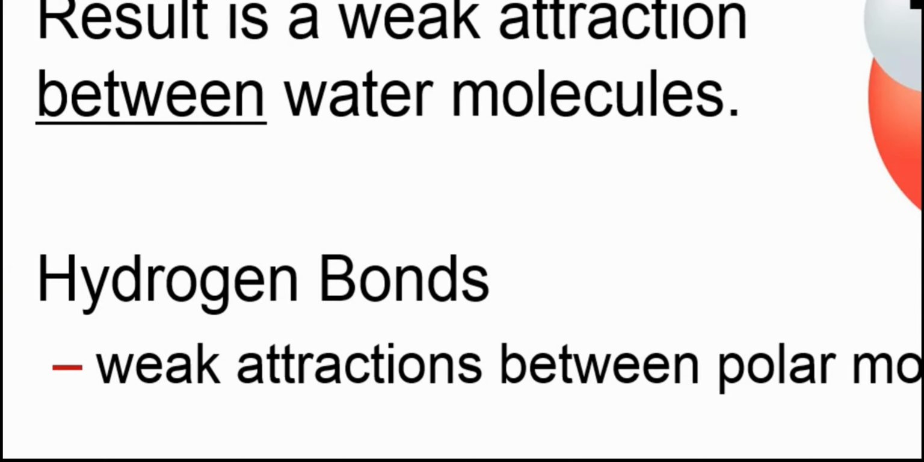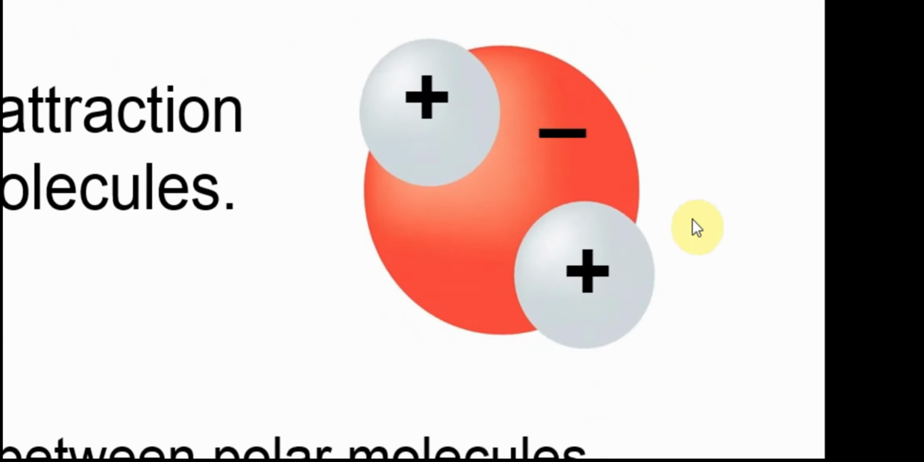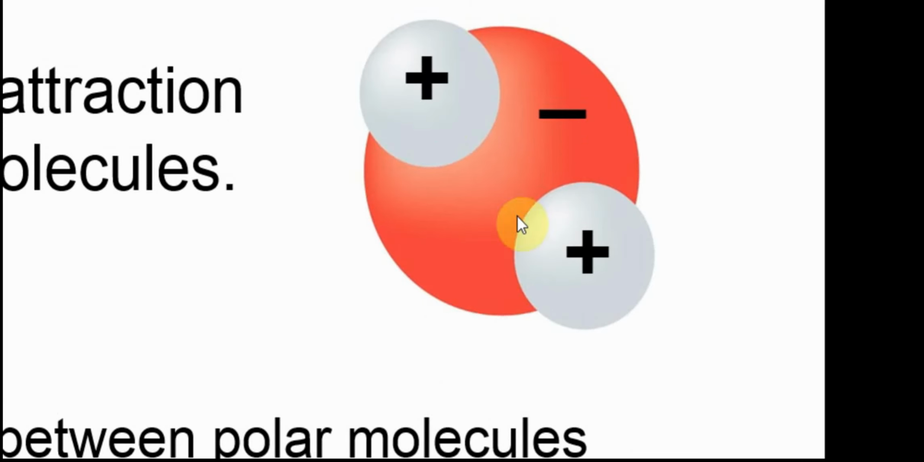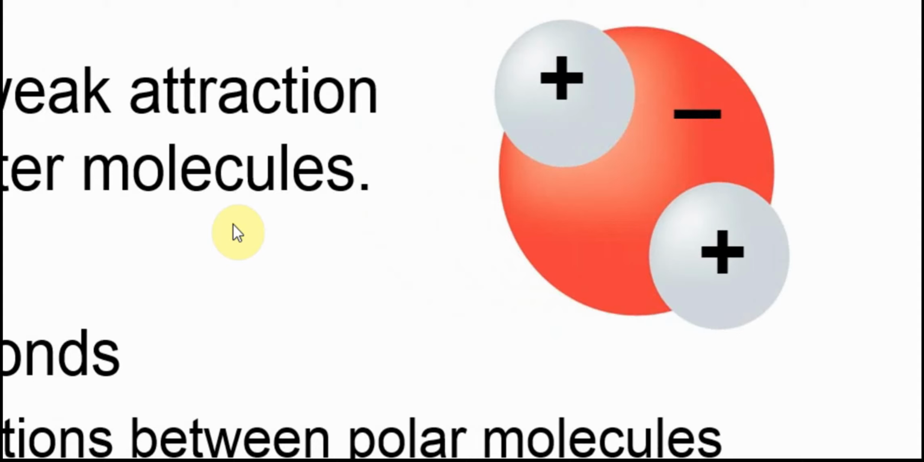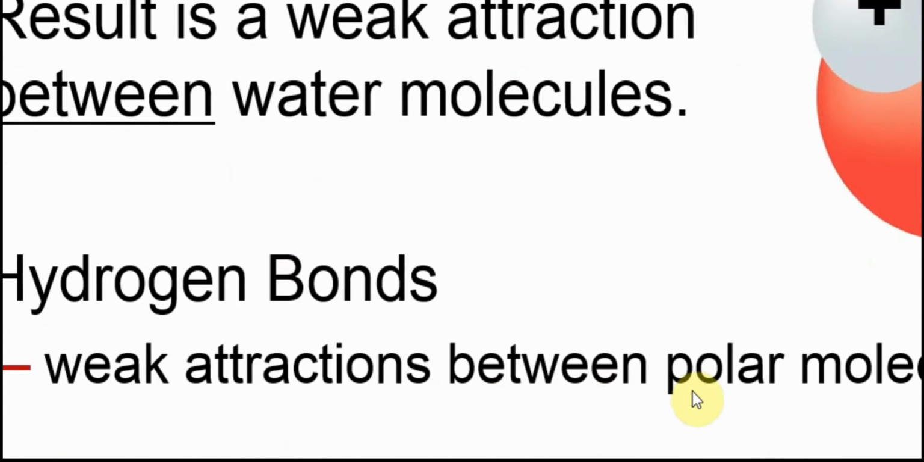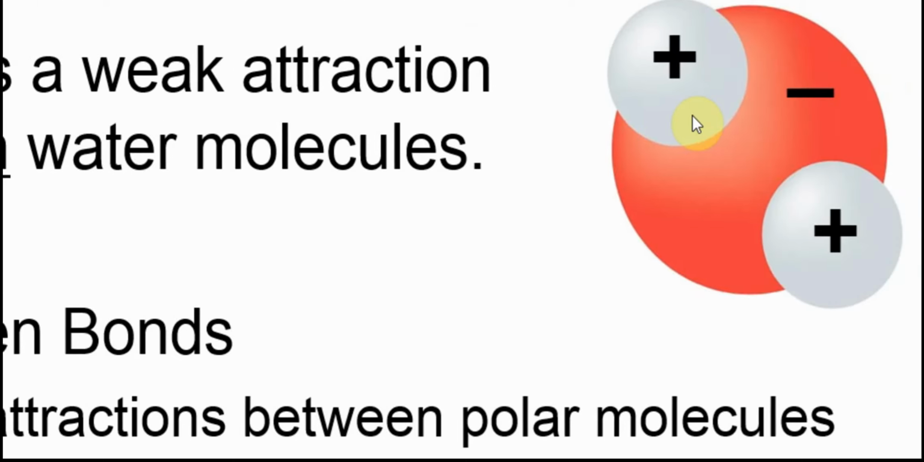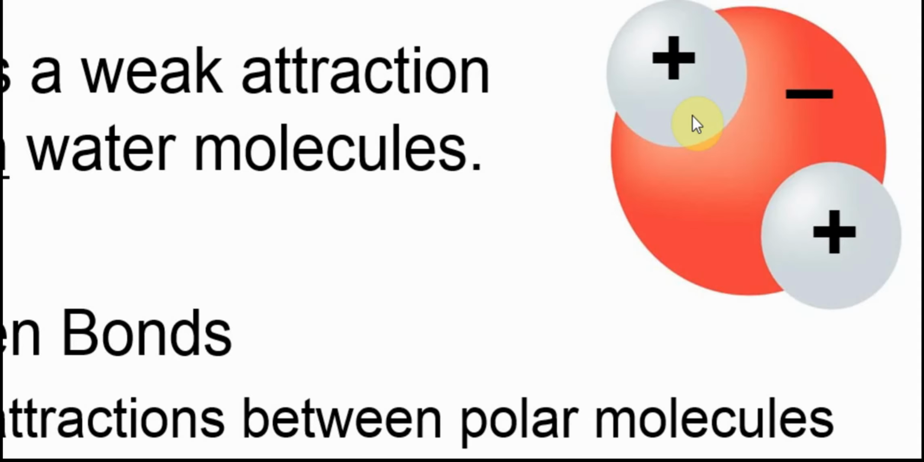If you take several water molecules and they've all got this same unequal distribution, a negative oxygen and positive hydrogens, the result is that you can start to have a weak attraction between water molecules. So you can have the positive end of one molecule being attracted to the negative end of another water molecule. Those weak attractions between polar molecules are referred to as hydrogen bonds. Why do they call them hydrogen bonds? Well, because usually it's the positive hydrogen of one molecule being attracted to the negative part of another molecule.